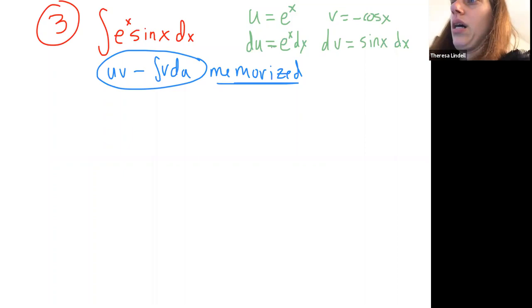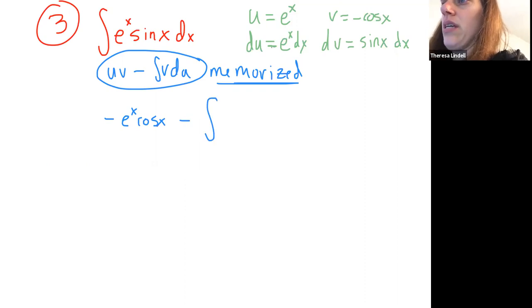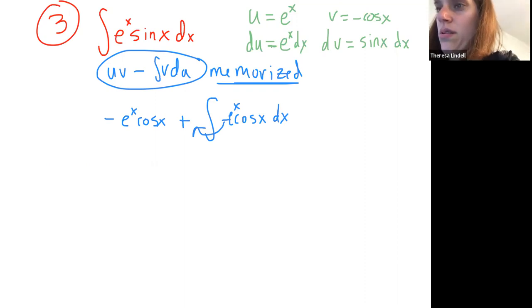Okay, so uv would be negative e to the x cosine x. I'm just putting the negative out front, minus the integral of v du, which is actually the same thing, but I'm going to pull the negative from the inside to the outside and make it a plus sign. Everybody cool with that?